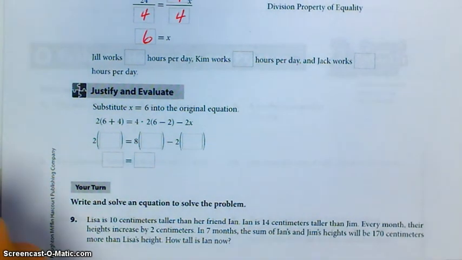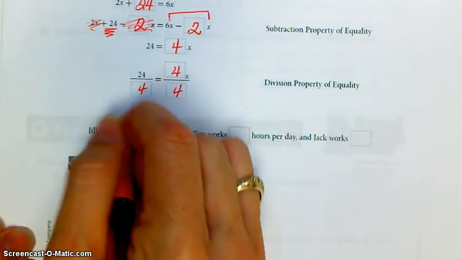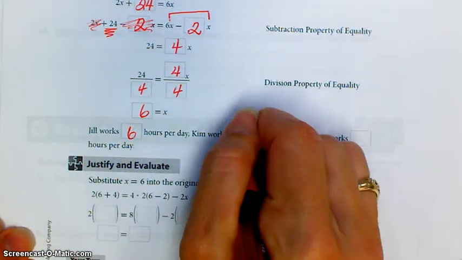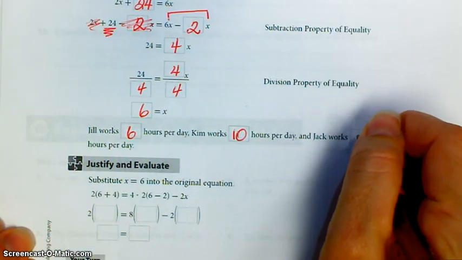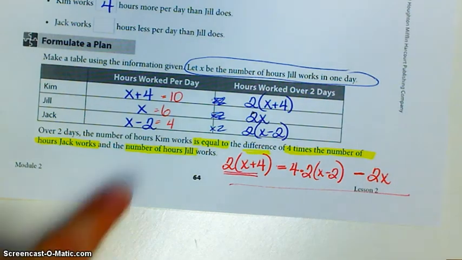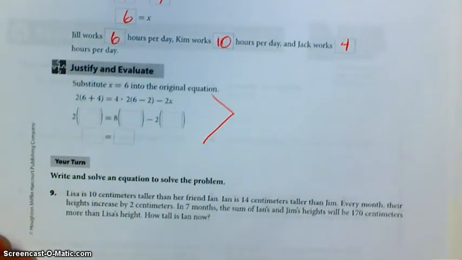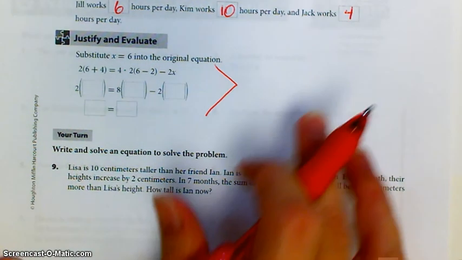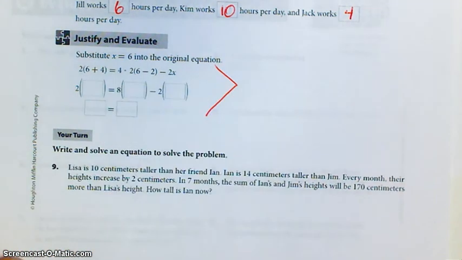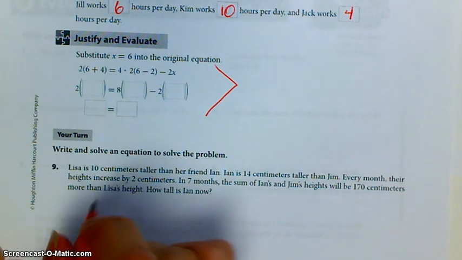Okay, but anyway, Jill works 6. Kim works 10. Jack works, what, 4? Yeah, I think so. Yeah, 4. Okay. And then you can substitute it in. I'm not going to do that part. But you put in x in here, and you make sure that both sides are equal.